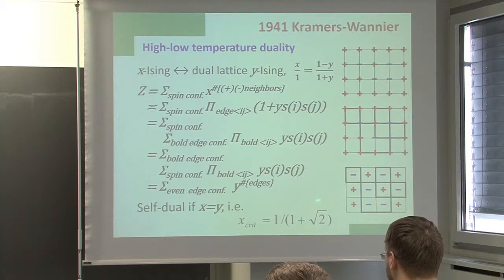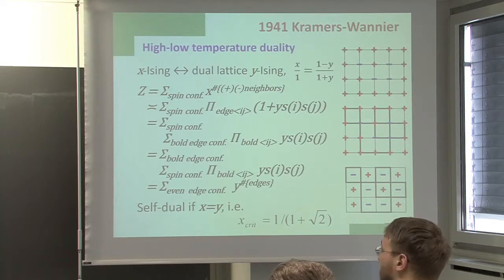So up to a factor of 2, the choice of spin here, you get that the partition function of this is equal to the partition function of this, up to a factor of 2 and a factor of 1 plus y to the power of the number of edges. So this is a relation of the Ising model on a lattice for temperature x to the Ising model on a dual lattice for temperature y. And the equation is non-trivial, it's quadratic, and you see that basically it's an involution of the real line, y goes to x, and there is exactly one fixed point.